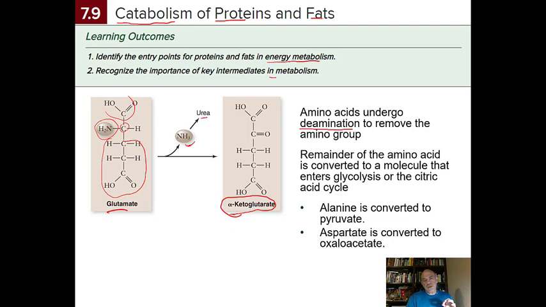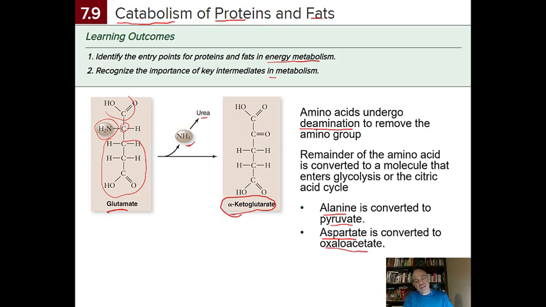And so the products can enter in various parts of these metabolic pathways for generating energy. Alanine can be converted into pyruvate, for example. Remember, pyruvate can be oxidized to produce acetyl-coenzyme A and enter the Krebs cycle that way. Aspartate is another amino acid. That one can be converted to oxaloacetate.